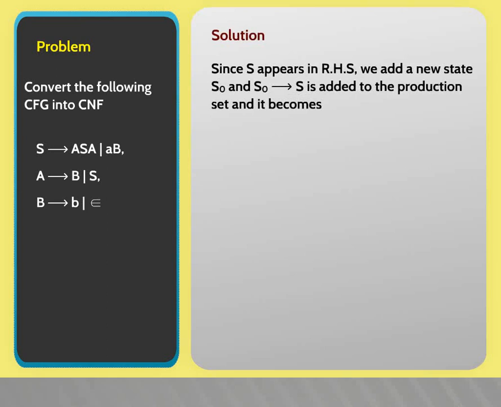Problem: convert the following CFG into CNF. S provides ASA or aB, A provides B or S, B provides b or epsilon. Solution: since S appears in the RHS, we add a new start symbol S0, and S0 provides S is added to the production set and it becomes S0 provides S, S provides ASA or aB, A provides B or S, B provides b or epsilon.